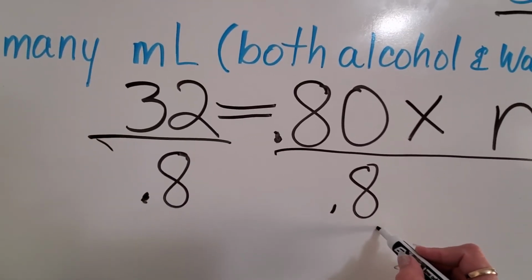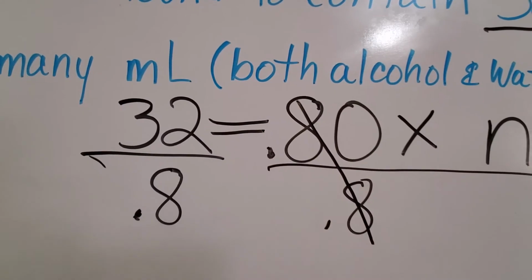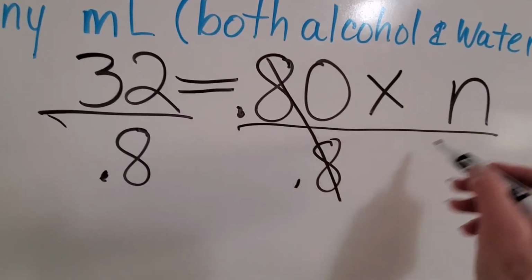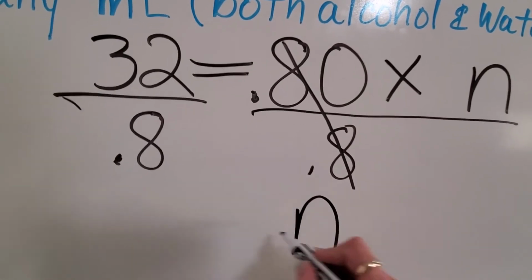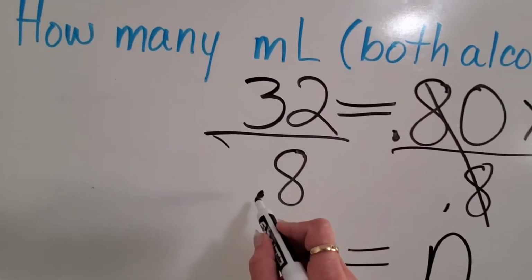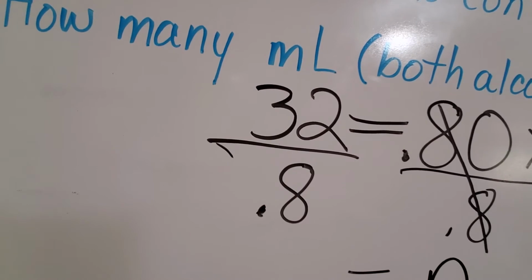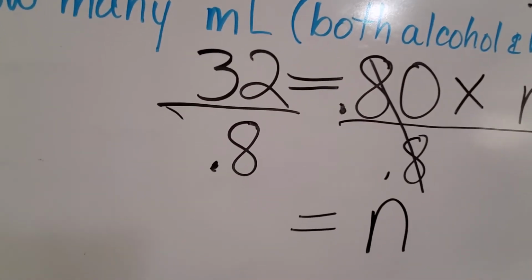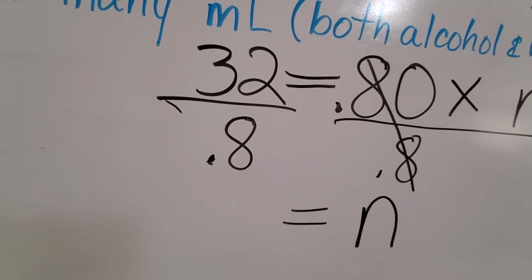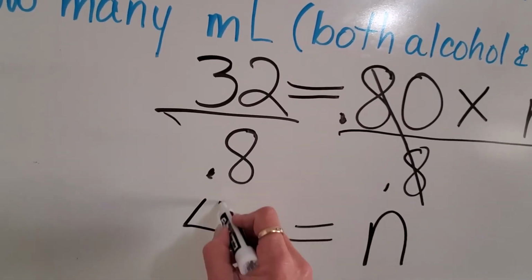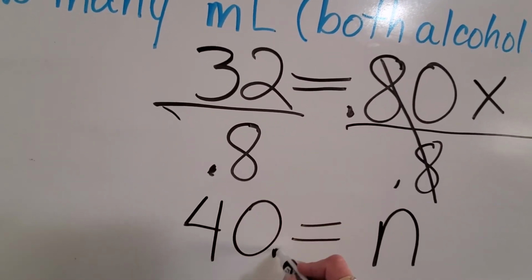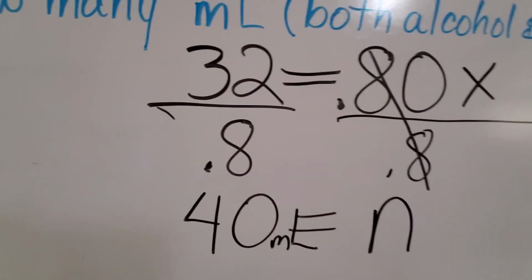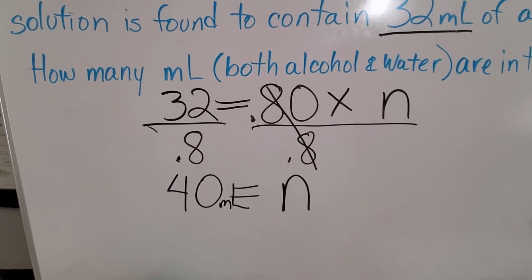So 80% goes into 80%. All right, and we have just one time. So we have 1n. N is equal to 0.8 goes into 32. That's going to be 0.4. But we're looking for not percent, but milliliters, and it's going to be 40 milliliters.